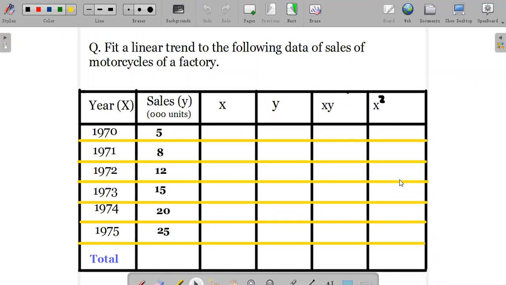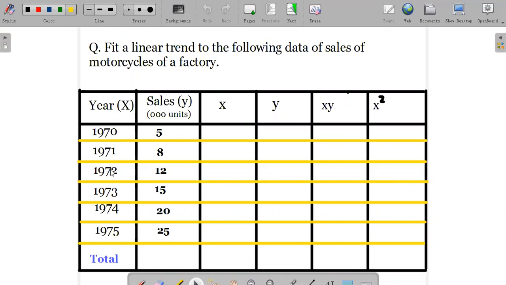Today we will be discussing the least square method. This is a part of time series. Today we solve a problem that looks like the same problem we discussed in the earlier video. So just note it here.